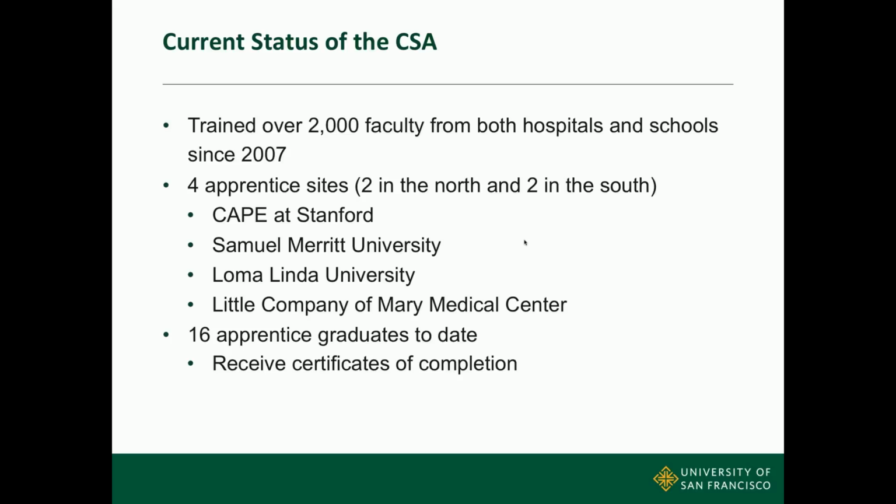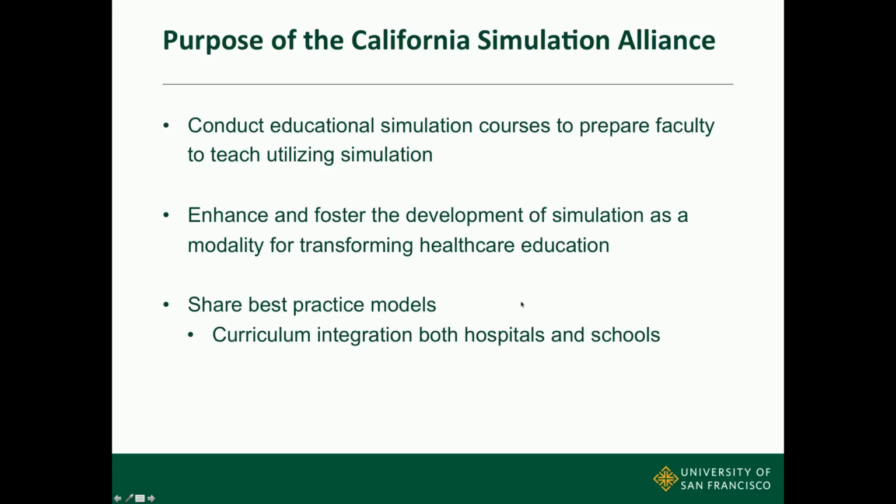So after you've gone through a couple of the first level 1, level 2 courses within the CSA curriculum, you can move on for an apprentice experience. So this alliance really focuses on conducting educational simulation courses to prepare faculty to teach utilizing simulation, and to enhance and foster the development of simulation as a modality for transforming healthcare education. This alliance is the hub to maintain best practice models and share those amongst the state and for their subscribers. Learning about how to integrate simulation into curriculum for both hospitals and schools is also a best practice model, and we share that as well.